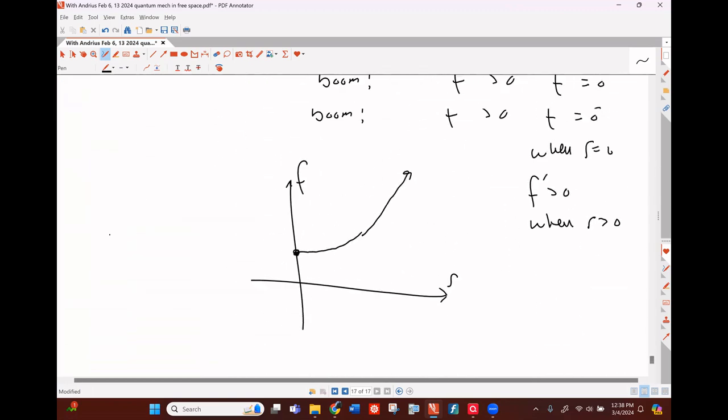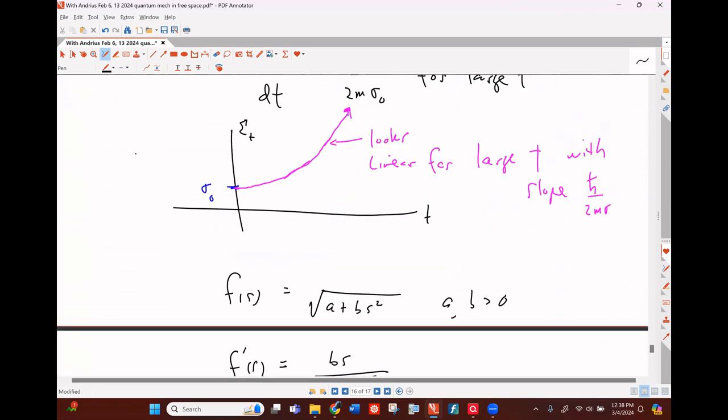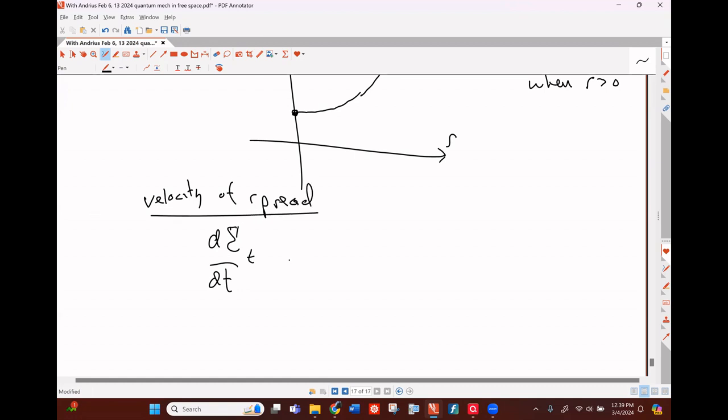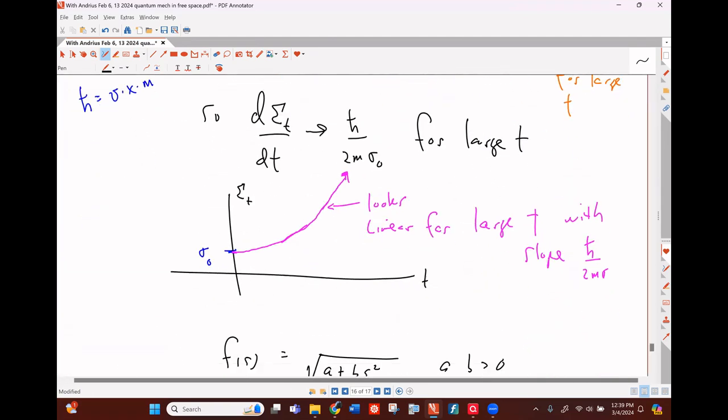Okay, so can we physically interpret this? Oh yeah, so let's do that. This is rather fascinating. So it says for large t, that means that the velocity of spread, the wave packet spread velocity, let's call that velocity of spread, is approximately equal to zero when t is small, and it goes to our magic number h bar over 2m sigma naught.